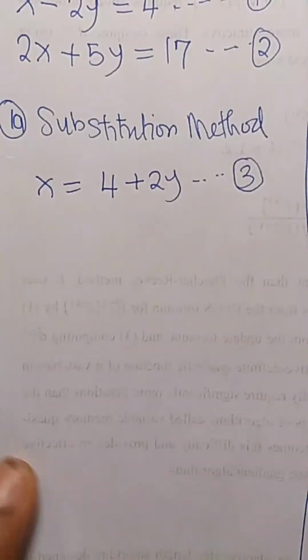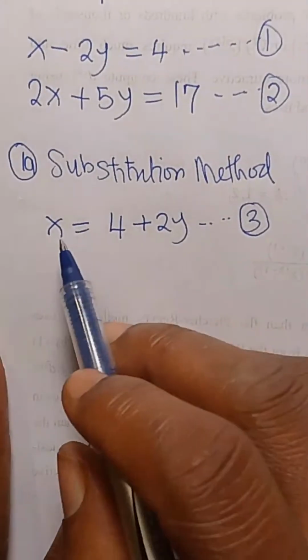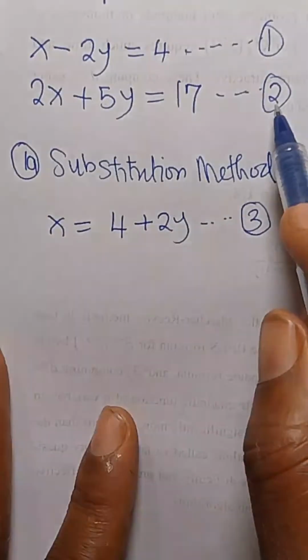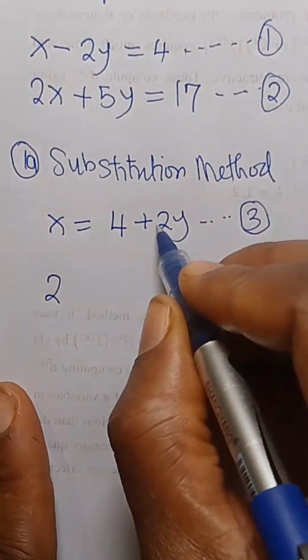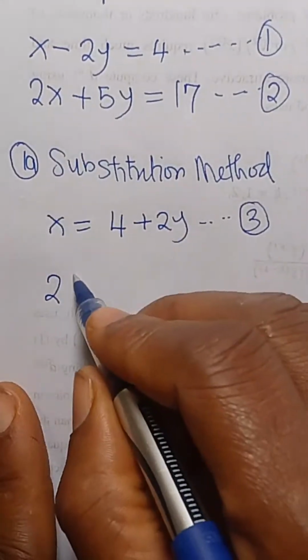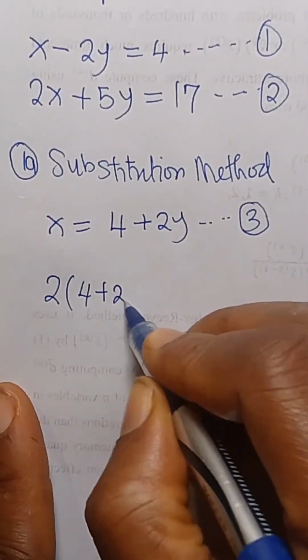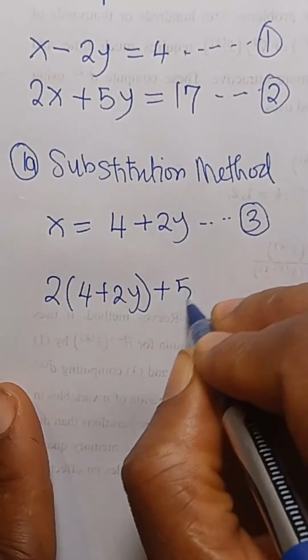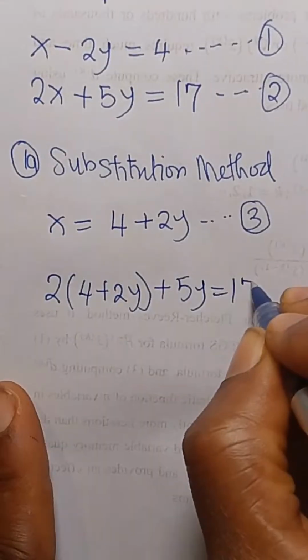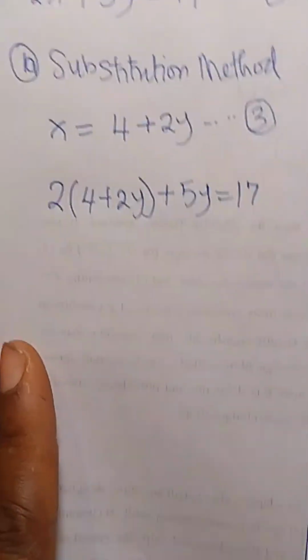Okay, now what do we do next? We substitute this equation 3 into equation 2. So where we see x there, we replace it with 4 plus 2y. So we have 2x, that is 2 bracket 4 plus 2y, plus 5y, and is equal to 17. All right. So that is the first thing to do.